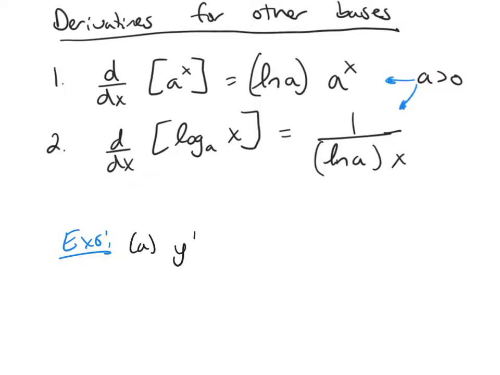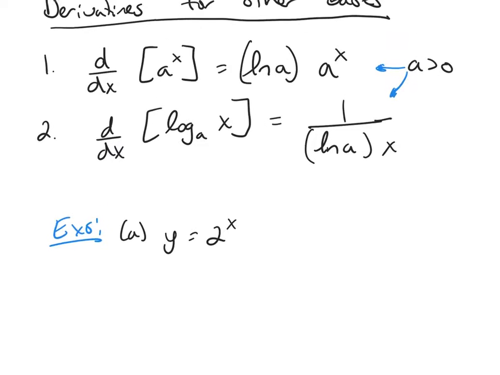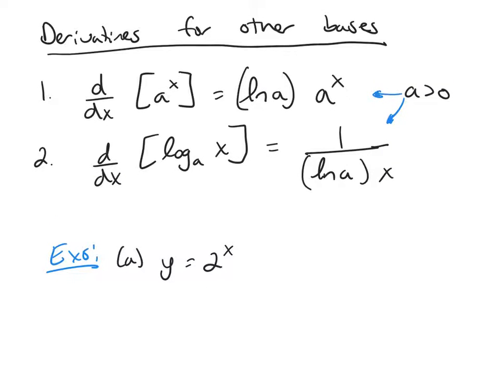Let's say I want you to compute the derivative of the function y equals 2 to the x. What would the derivative be? Well, look at our rule here. What's our value of a? If I look back to my rule, my value of a is 2. So then y prime would be ln of 2 times 2 to the x. And there's my derivative.